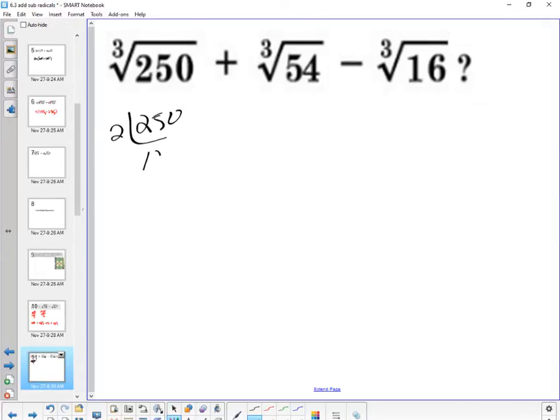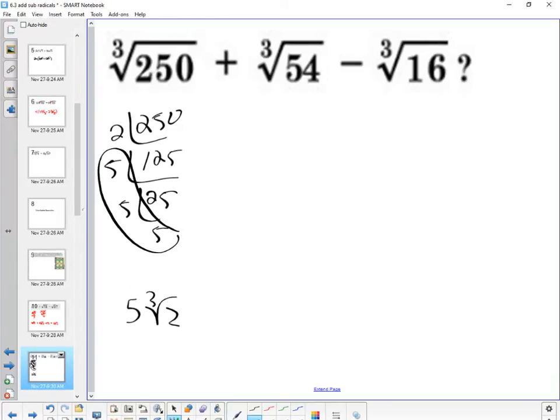Half of that. 125. I can do 3. Can I do 3? No. Can't do 3, but I can do 5. 5 goes in there. Is it 25? 25, and then I got 5, 5. Because there are 3 5s, this is 5, third root of 2.